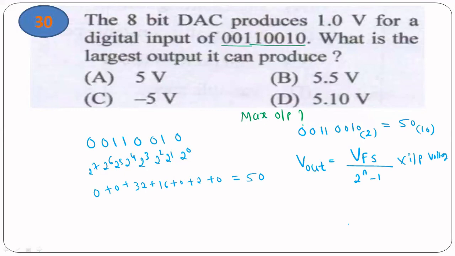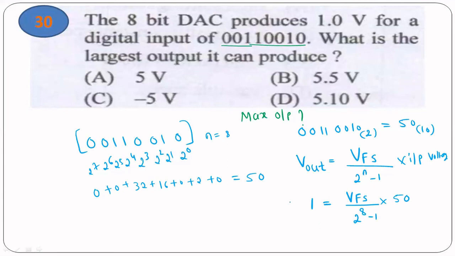Okay. Now we know that a DAC produces output voltage of 1 volt. So V out is equal to 1. And VFS is nothing but what? The full scale reading of DAC. That is the maximum voltage which we have to determine. VFS. 2 to the power n. So since we are discussing about DAC and we know that there are 8 digits totally, so n will be equal to 8. This 2 to the power 8 minus 1 into input voltage. Input voltage is nothing but what? We have converted this number into decimal, right?